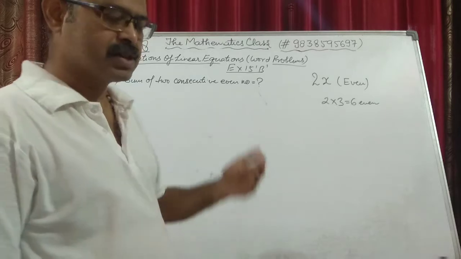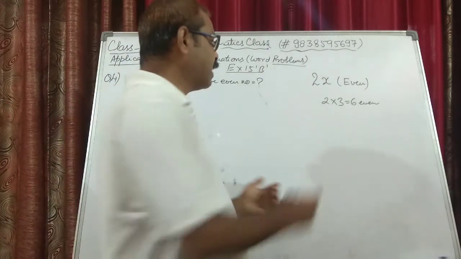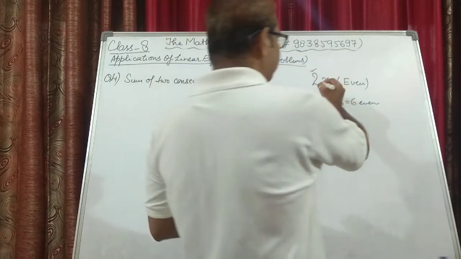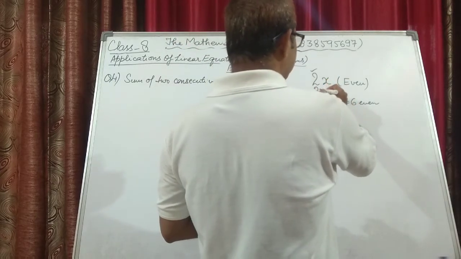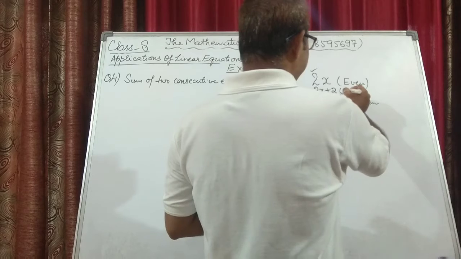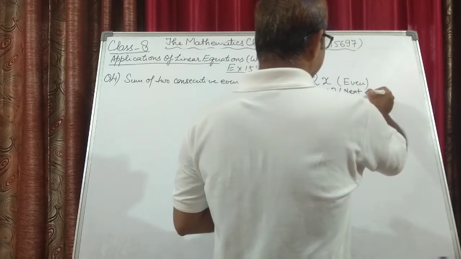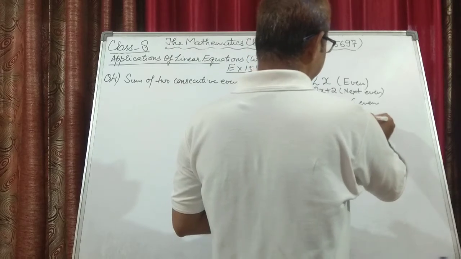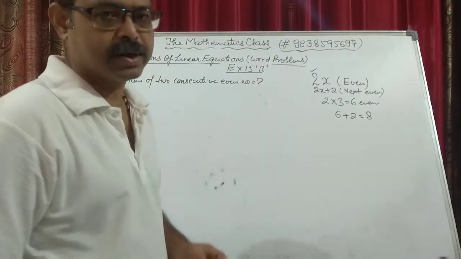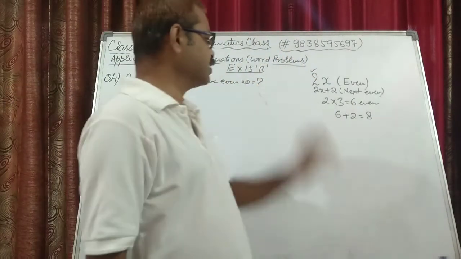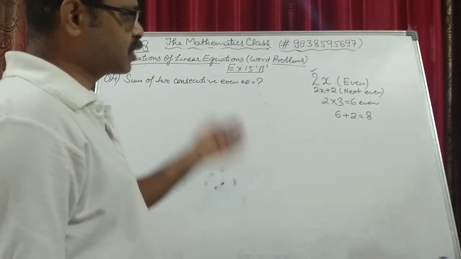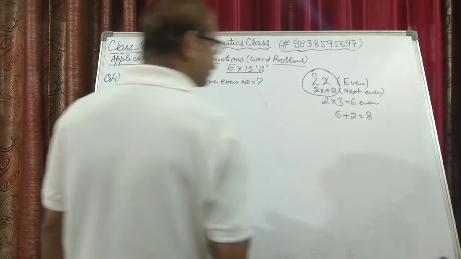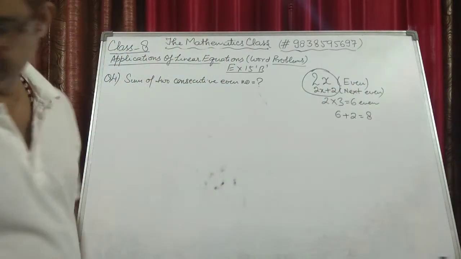Now consecutive means the very next even number after 2x. So what will be the next even number after 2x? If we add 2 to this 2x, it will be the next even number. As with 6, we add 2, it becomes 8. So 8 is the next even number after 6. So we have assumed the consecutive numbers as 2x and 2x plus 2. These are the consecutive even numbers.